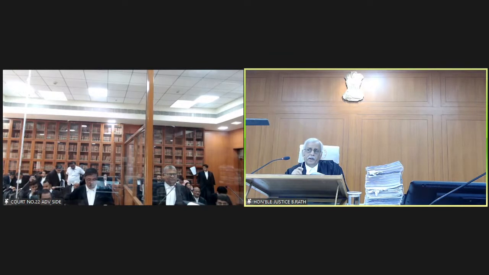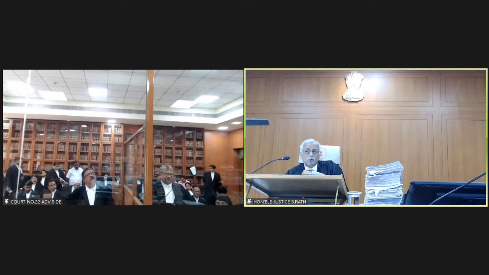Page 25, your lordship. How many feet is the distance? 20 feet. Mr. Pradhan, you are not hitting the point. How are you going to be affected? It is a cyclone prone area. Number one, it is a cyclone prone area.